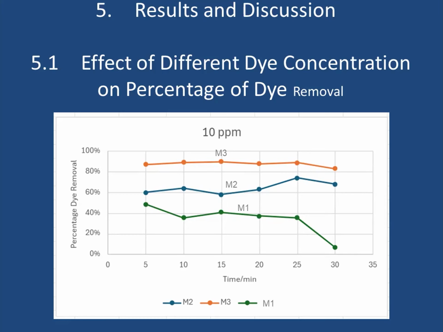For 10 parts per million, as we can see, M1 has dropped sharply from 48% to 12.8% in the percentage of dye removal, and M2 and M3 have shown 63 and 88% respectively.